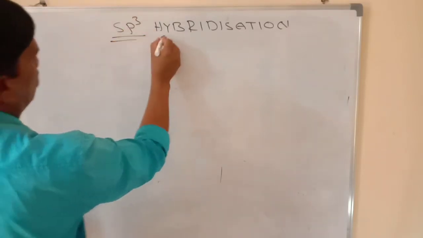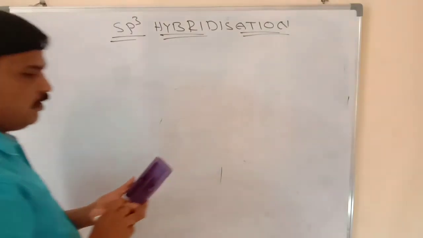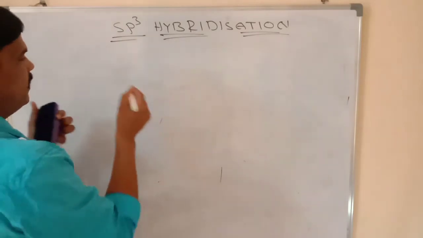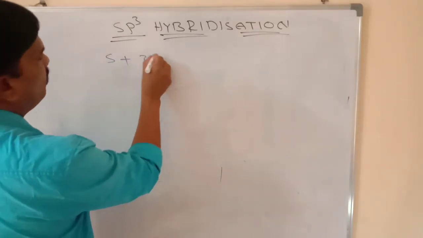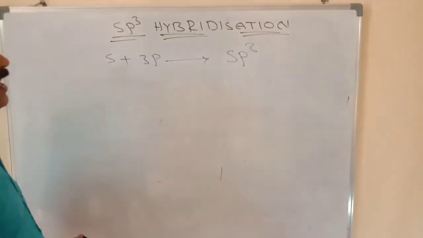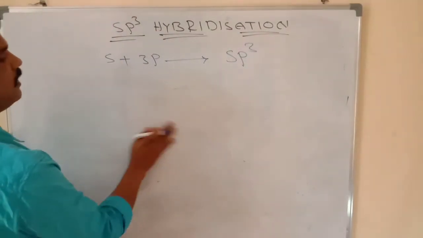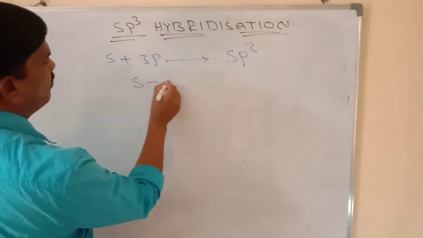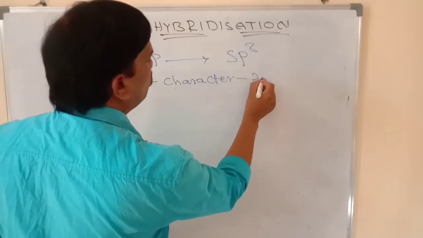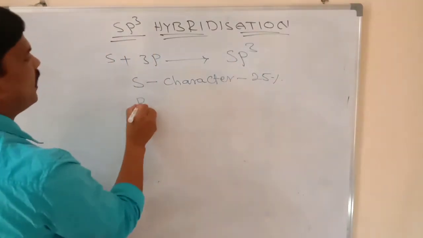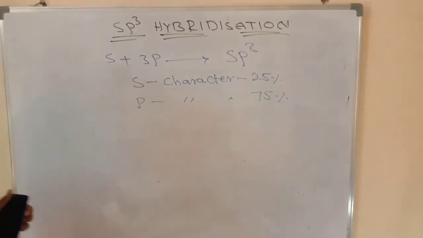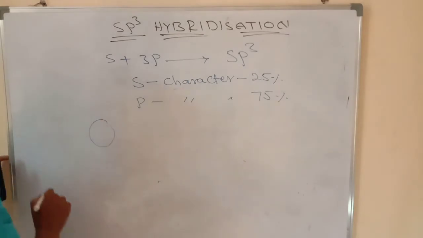Now, sp3 hybridization. What is sp3 hybridization? It means one s orbital and three p orbitals combine to give new hybrid orbitals, that is, sp3 hybrid orbitals. In sp3 hybridization, the s character is 25% and the p character is 75%.